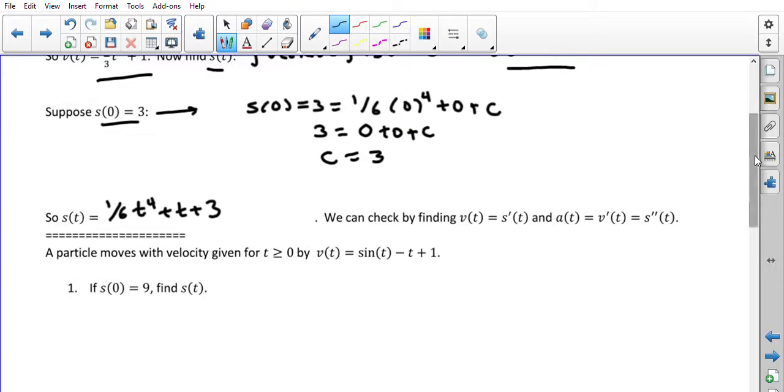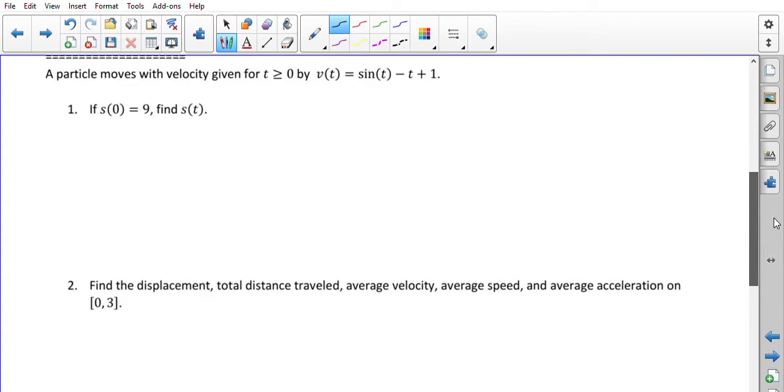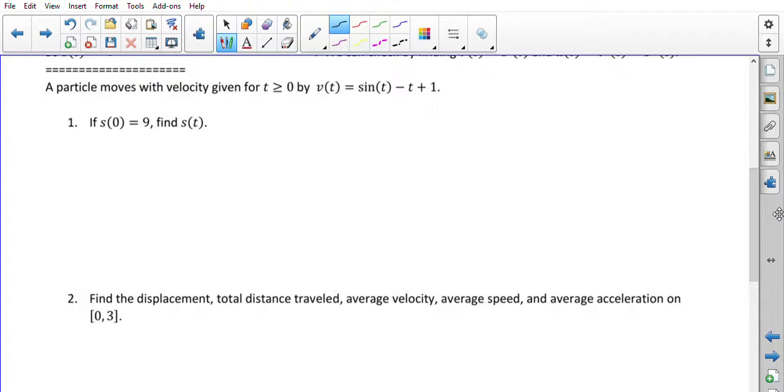Okay, you get the idea. All right, so let's do a few examples here to illustrate some different ways that this might come across. Okay, so number 1, we've got s of 0 equals 9, find s of t.